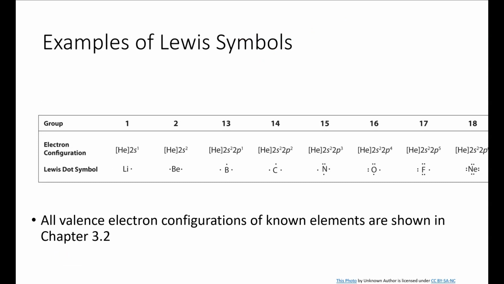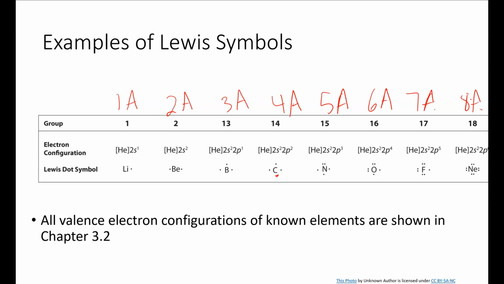So these are some examples of Lewis symbols. We're looking instead at the second period of the periodic table. Notice lithium has 1 dot, beryllium is 2, boron 3, carbon here should have 4, but got cut off. Nitrogen has 5, oxygen 6, fluorine 7, neon 8. You may also notice that if you look at the A numbers in your periodic table, this corresponds to group 1A, 2A, 3A, 4A, 5A, 6A, 7A, and 8A. Notice that these numbers are exactly the same as the number of valence electrons. It's going to be a very important pattern throughout this course.